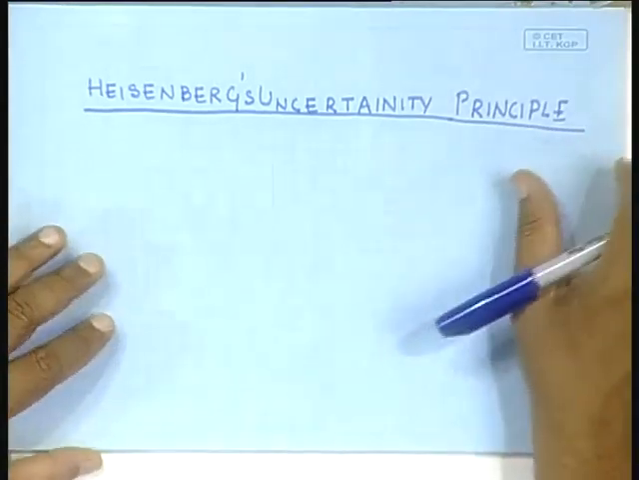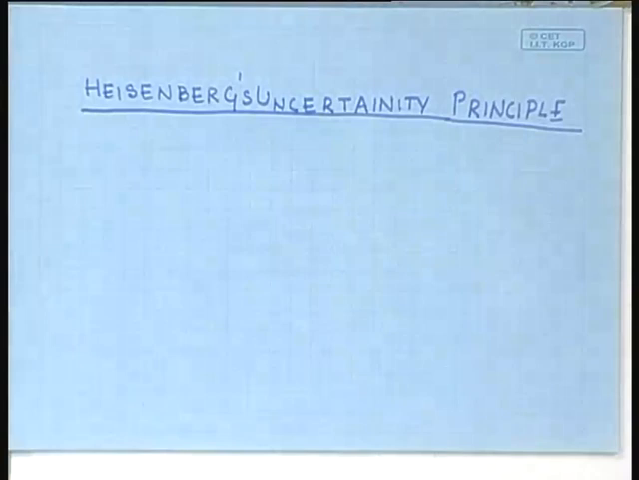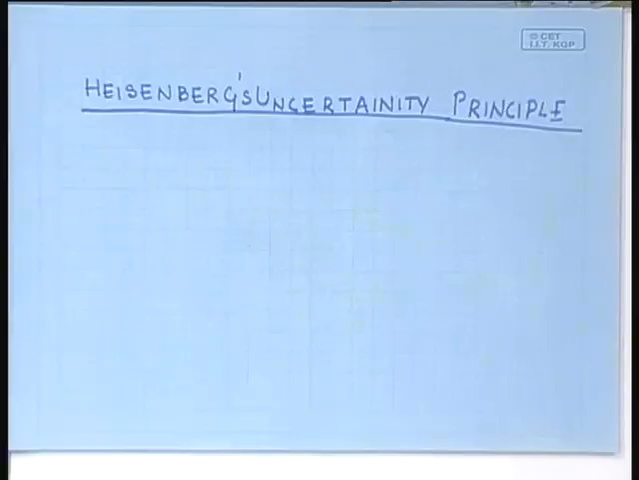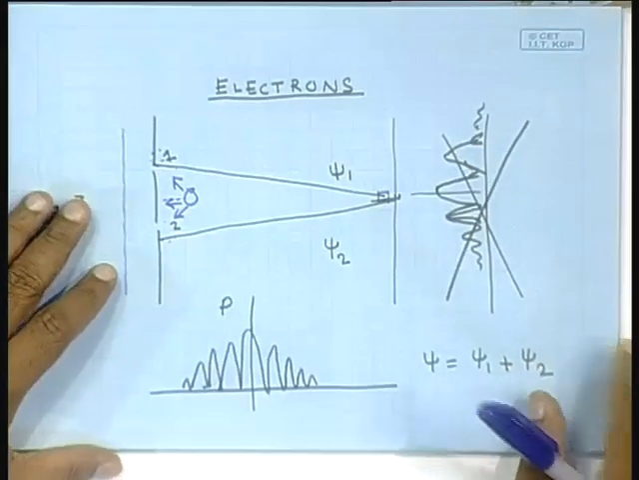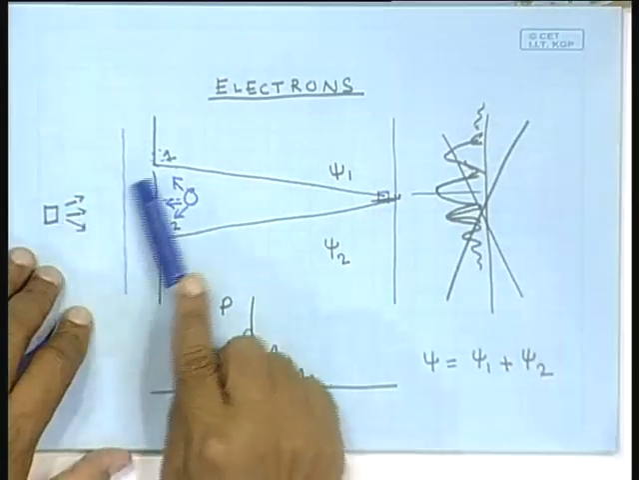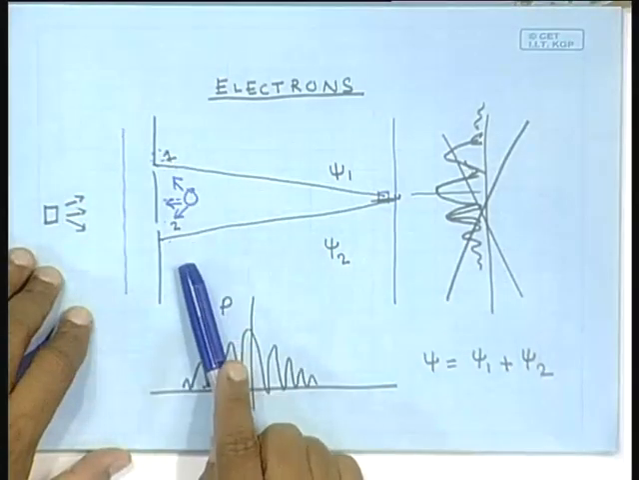So, in most general terms, Heisenberg's uncertainty principle states that if there are two different alternatives which the electron or the particle could take, for example, in the situation which we have been considering, the two alternatives are the electron could go through this slit or this slit.